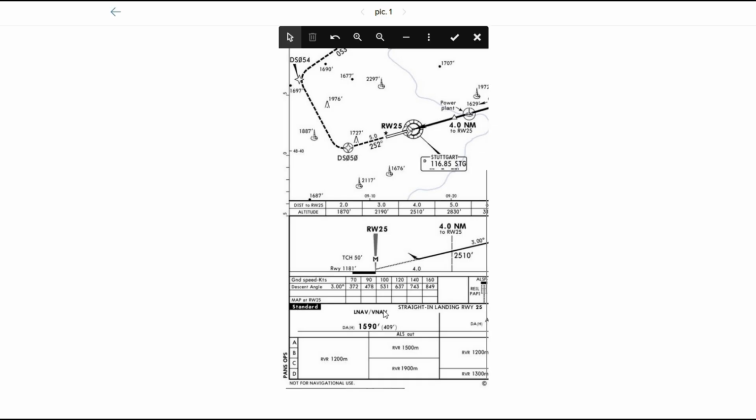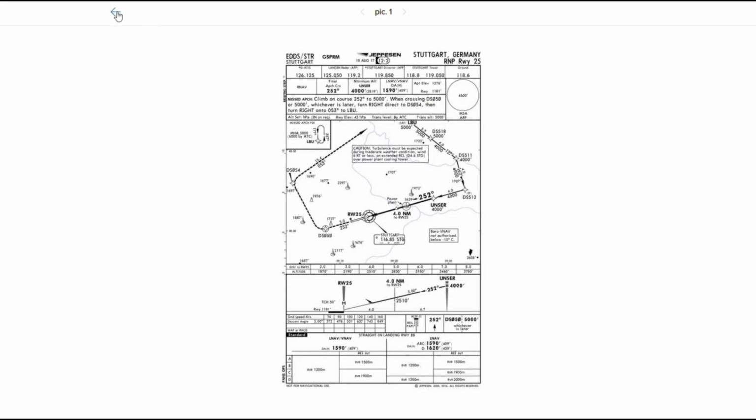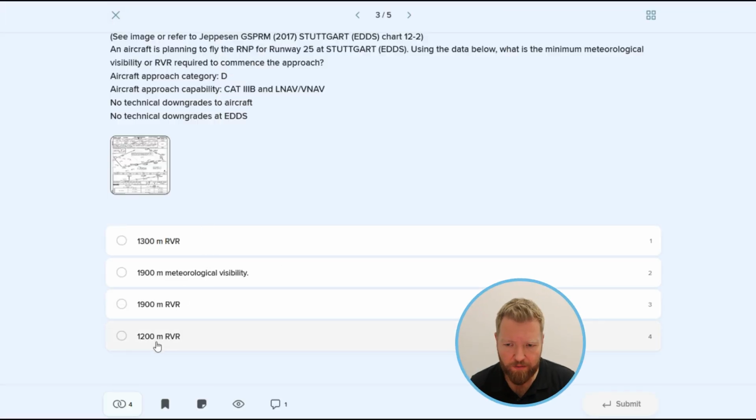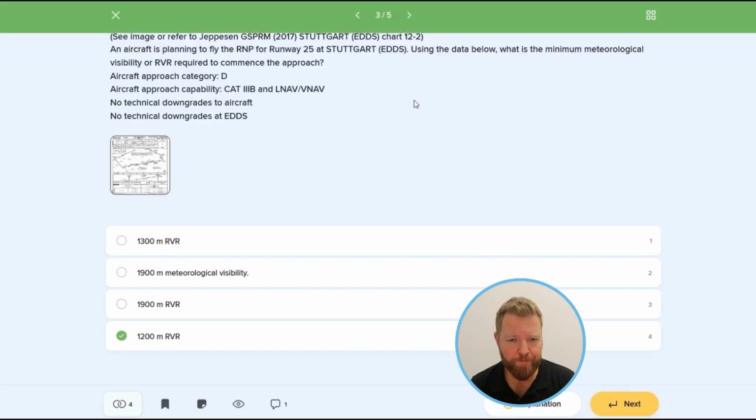There are no technical downgrades at Stuttgart. We'll use RVR 1200 meters as our minima. So, coming back to the given options, answer number 4, 1200 meters RVR is correct. Question number 4.